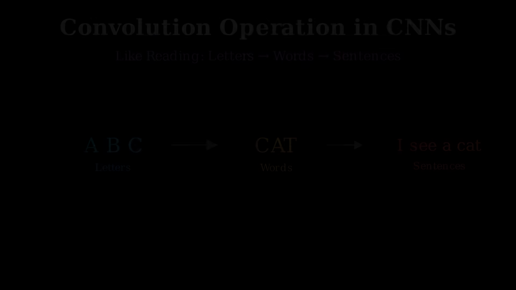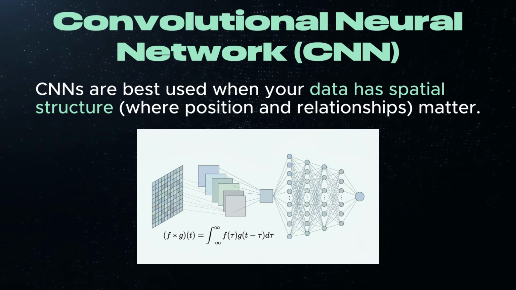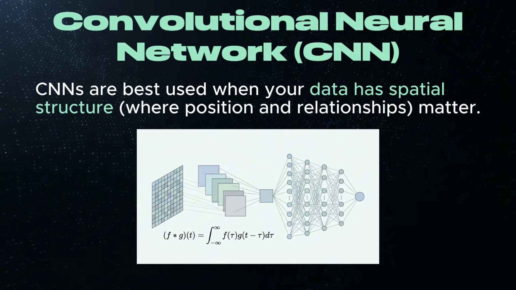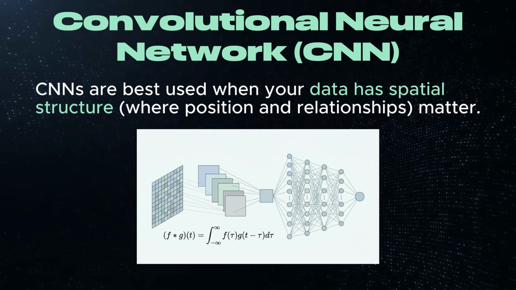CNNs are best used when your data has spatial structure, meaning the position and relationship of features matter. They are the go-to choice for image recognition, video analysis, and medical imaging.